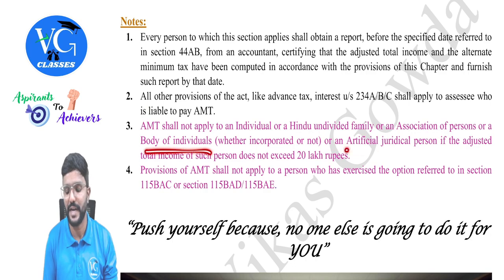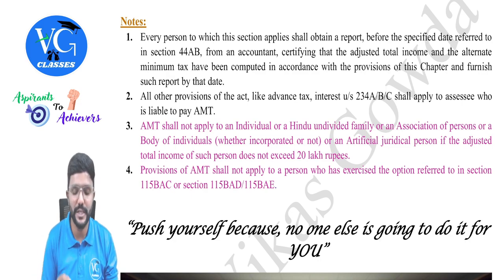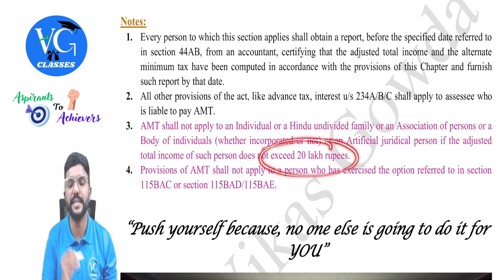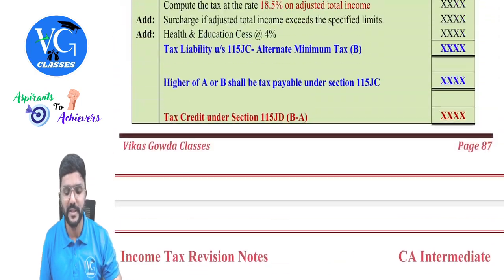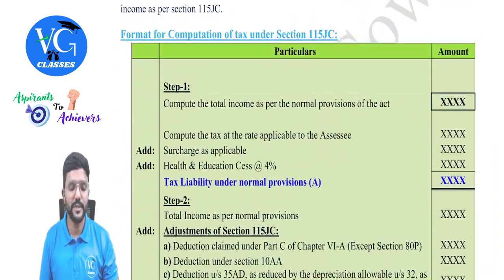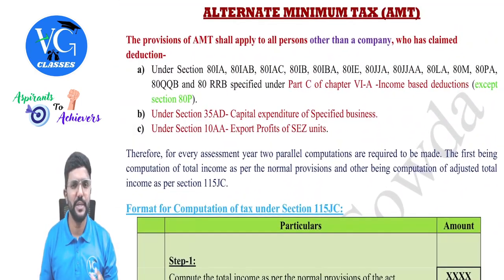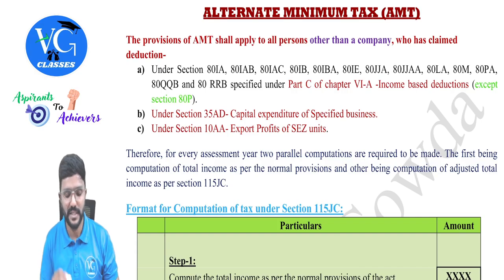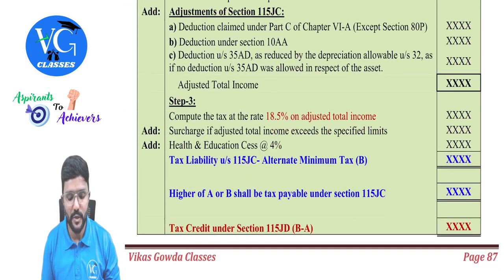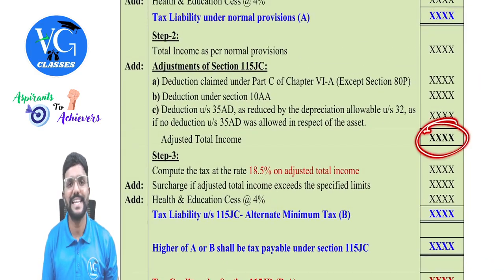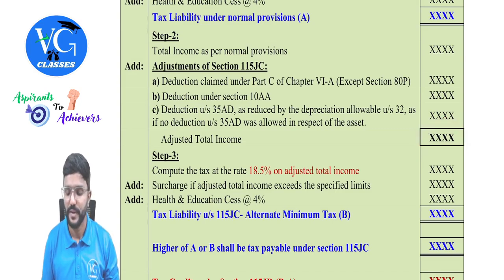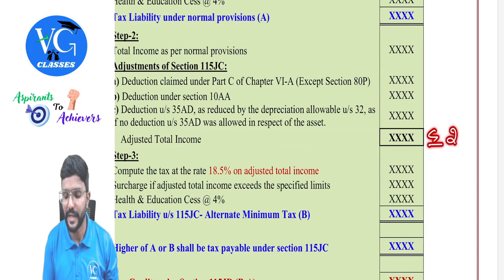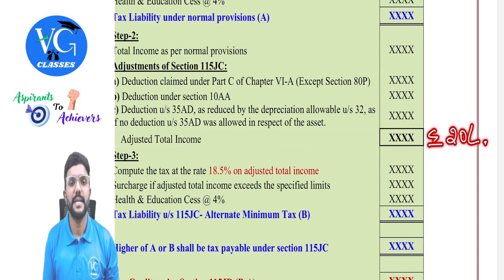Okay. Next. AMT shall not apply to an individual or a HUF or an association of persons or a body of individuals or artificial juridical person. In simple, I call them slab rate assessee. If adjusted total income of such person does not exceed 20 lakh. Okay, this is an exception given, guys. So assume slab rate assessee, that is individual, HUF, AOP and all, if they have claimed any of this deduction, but still whatever adjusted total income we are getting here is less than or equal to 20 lakh, guys. In that case, AMT provision is not at all applicable, guys.